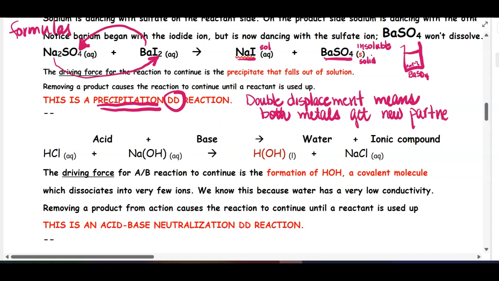So this was an example of a double displacement precipitation reaction. The next reaction is also double displacement, but it's going to show you an acid and a base.